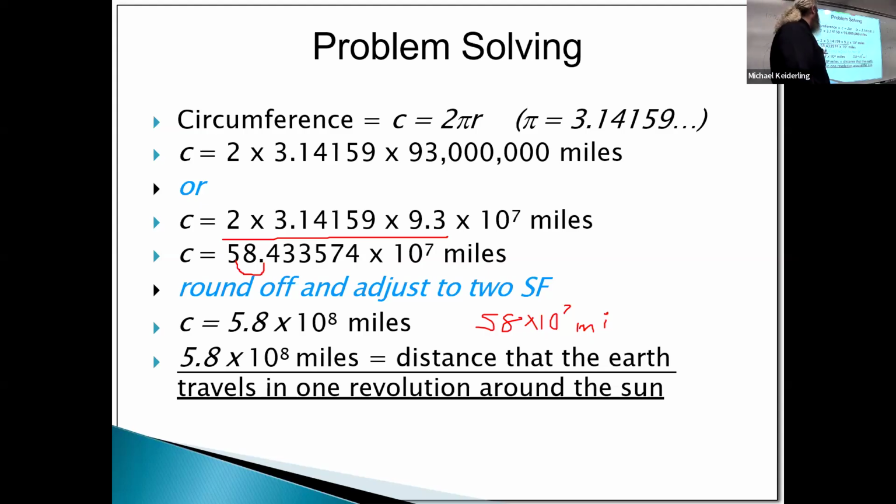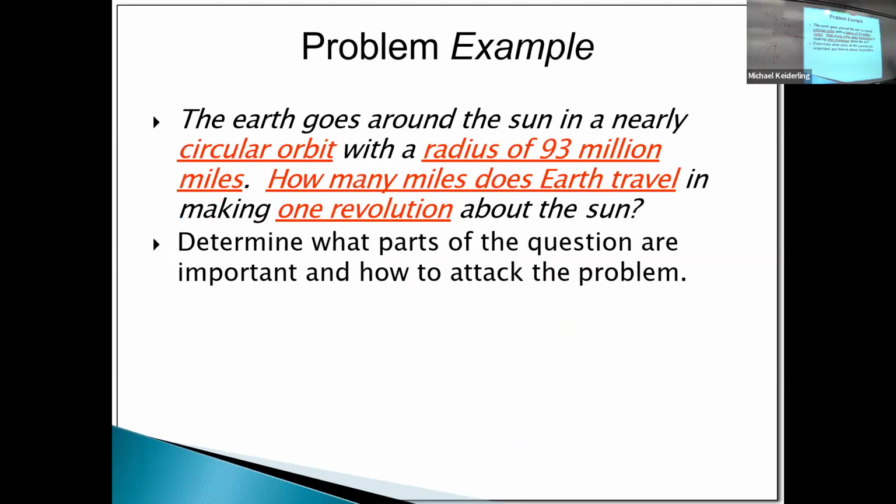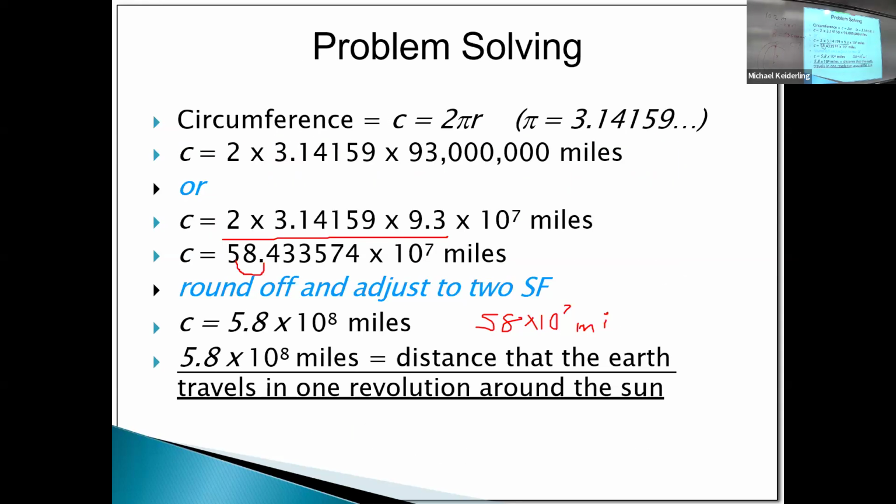If you have some numbers that you're multiplying together in scientific notation, you just multiply the number part. So if I multiply 2 times 3.14159 times 9.3, I will get 58.433574, and it's still times 10 to the 7 miles.